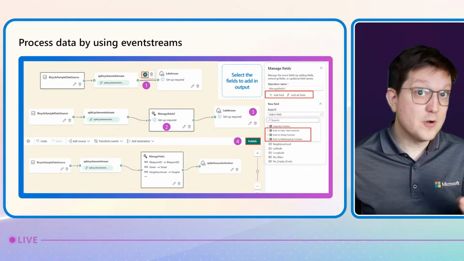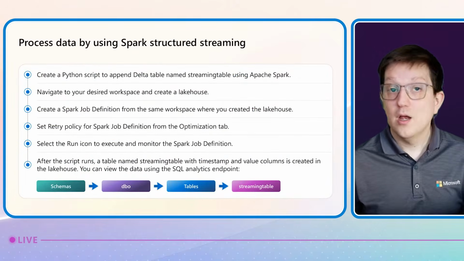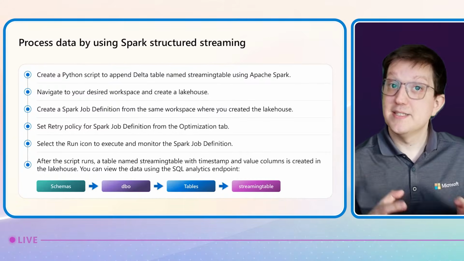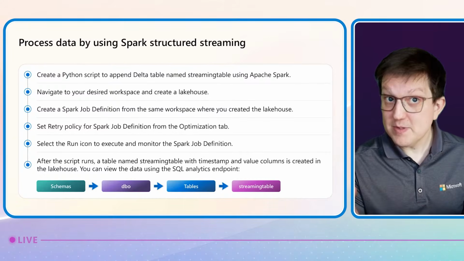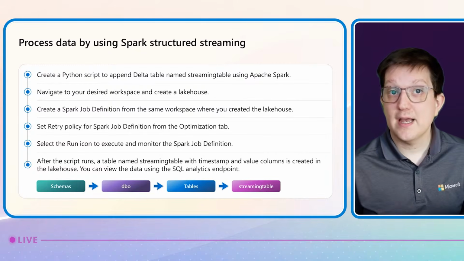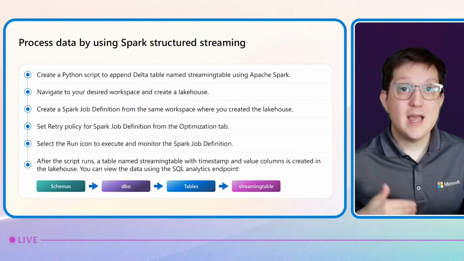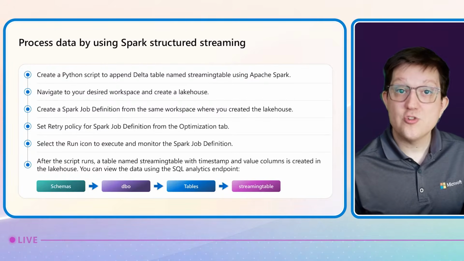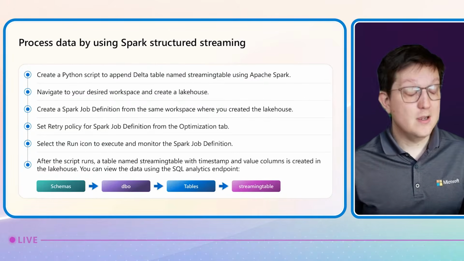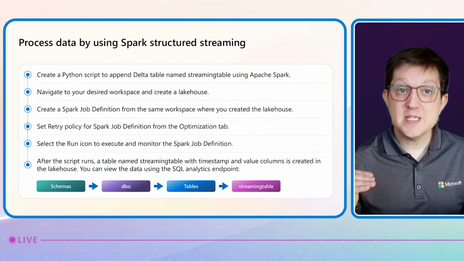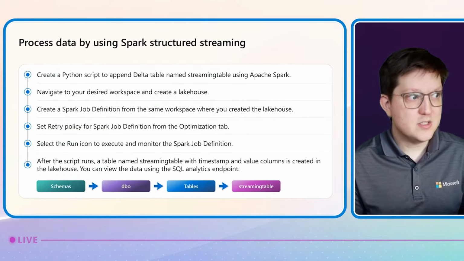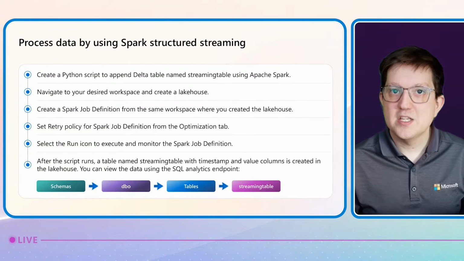Now, of course, if you are more focused on high code rather than low code, Spark's there for you right away. You can use Python script to append a Delta table named streaming table directly in Apache Spark. So choose your workspace, create a lakehouse, create a Spark job definition, and then work your way through. There's some retry policies, some different run components that you'll need to set up, and after the script runs, the table will be there. It'll have timestamps and value columns that are created in the lakehouse, and now we can view the data using really whatever mechanism we want.